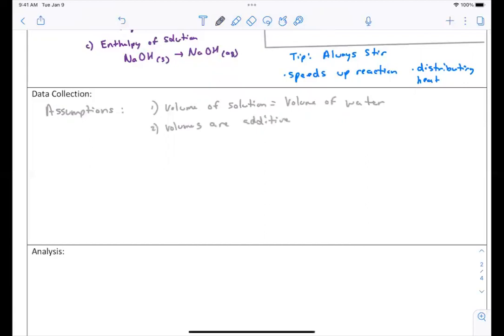So if we're mixing 50 centimeters cubed of acid with 50 centimeters cubed of base, we're going to assume that the total volume is 100. Even though it's not technically correct, that's our assumption to make our lives a little bit easier. Let's say you're doing a coffee cup calorimetry where you mix 50 centimeters cubed of acid with 50 centimeters cubed of base. We're assuming the total volume is now 100, even though technically it may not equal exactly 100 when you mix them together, because sometimes when things react, the density of the solution increases or decreases.